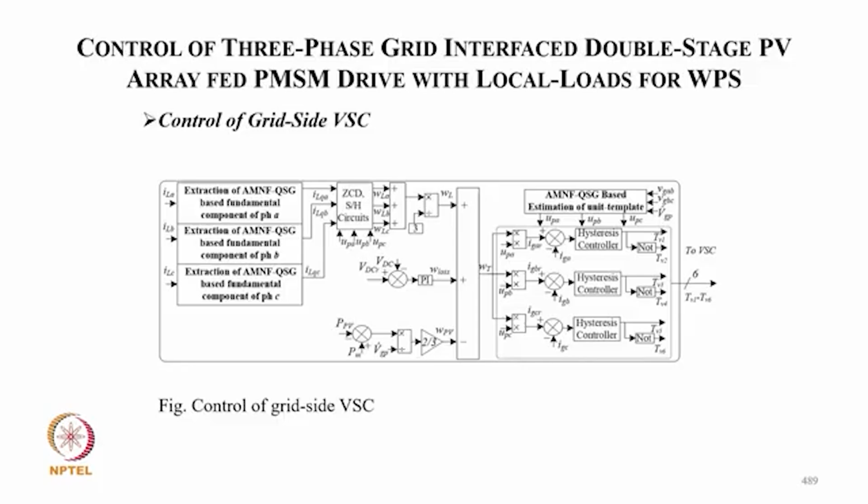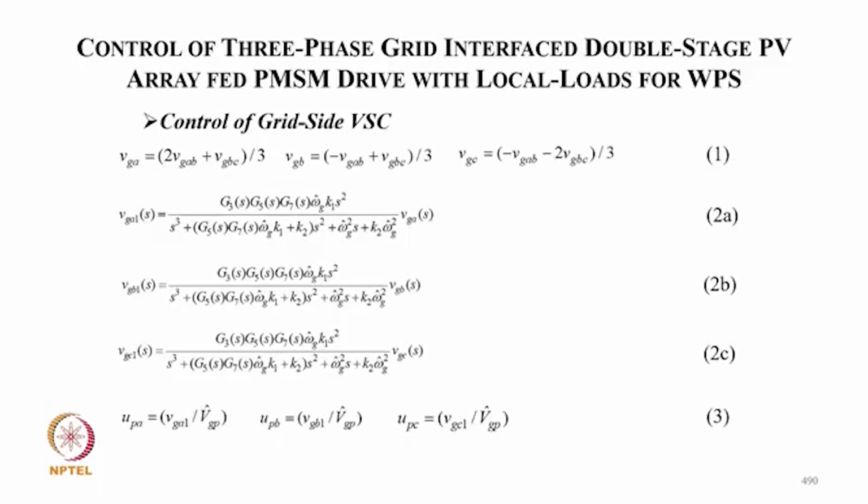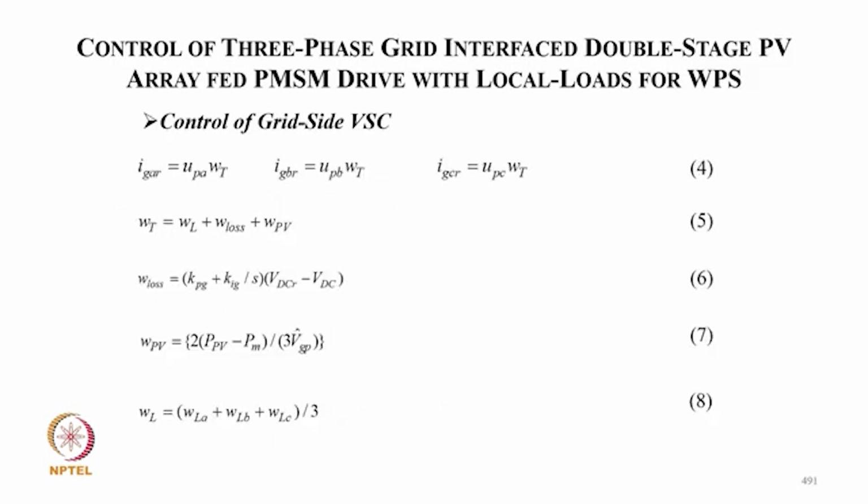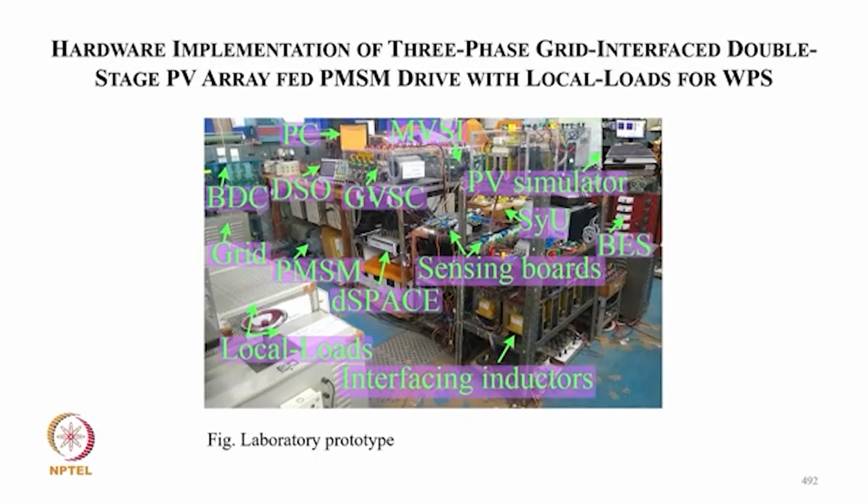Then with the amplitude of the grid voltage, we calculate the grid reference current, we sense the grid current, and then the current controller for the voltage source converter. And these are, of course, the filter equations for grid voltage filtering if they are distorted, and these are the grid reference current calculations in different ways. And this is the laboratory prototype.